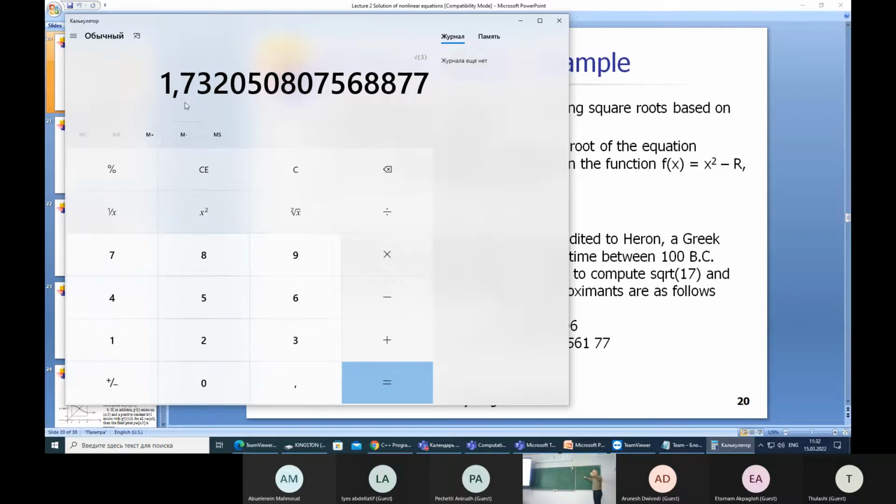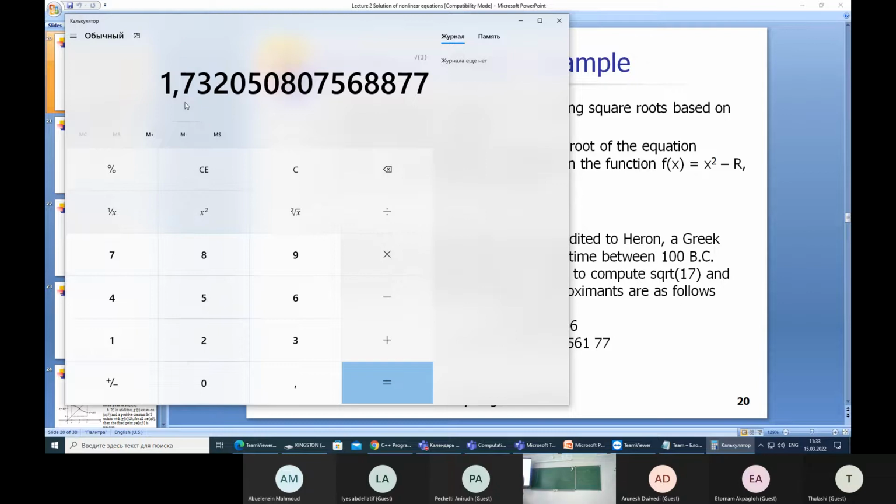Well, you see that the initial guess is far. This point 1.75 is closer. This point 1.732, three digits are the same. And 1405. The difference is in the 4th digit after the decimal point. If we continue, we get the same result.